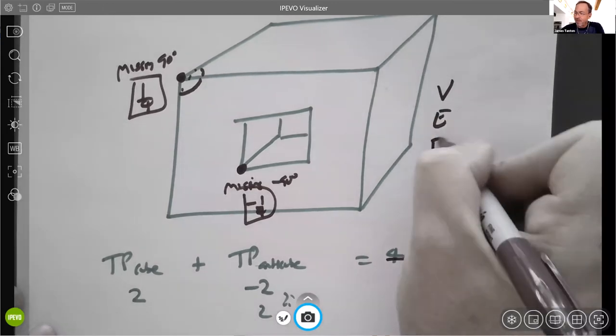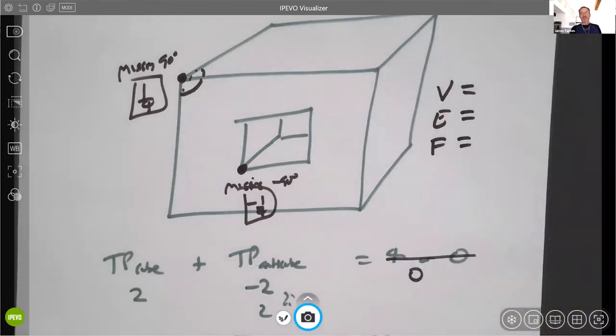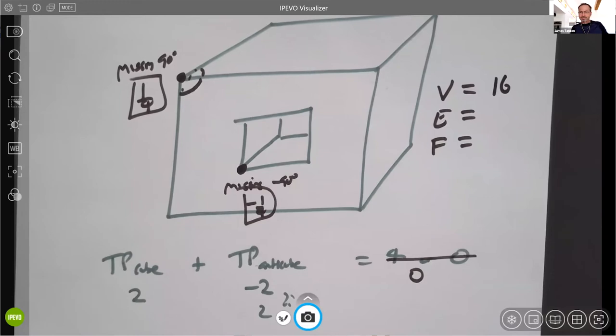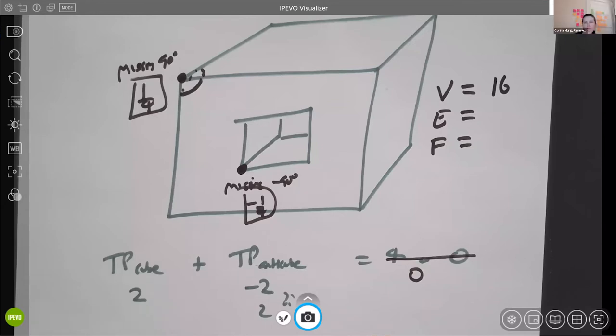Oh, now let's check then. V, E, and F. How many vertices are there? How many edges are there? How many faces are there? There's 16 vertices. 16, okay. If someone disagrees, yell out, because I haven't actually counted. All right, how many edges are there? Someone says 12. 24. Is it 24? Okay, 24. Yeah. And how many faces are there?